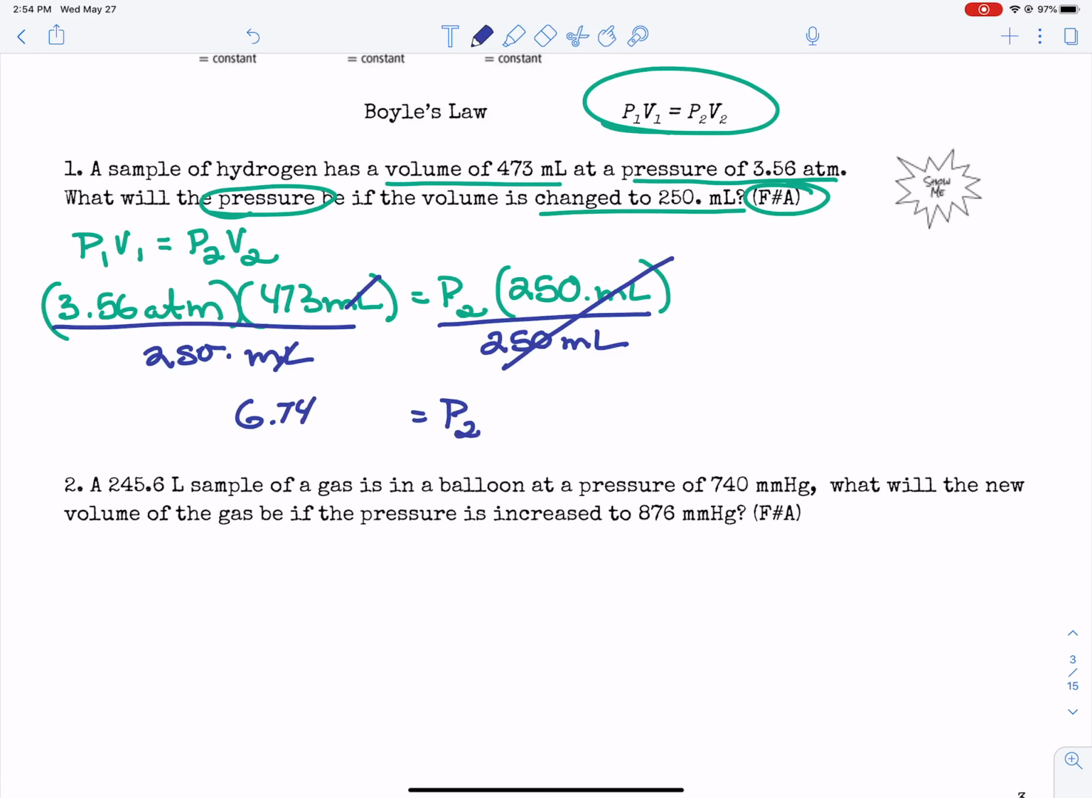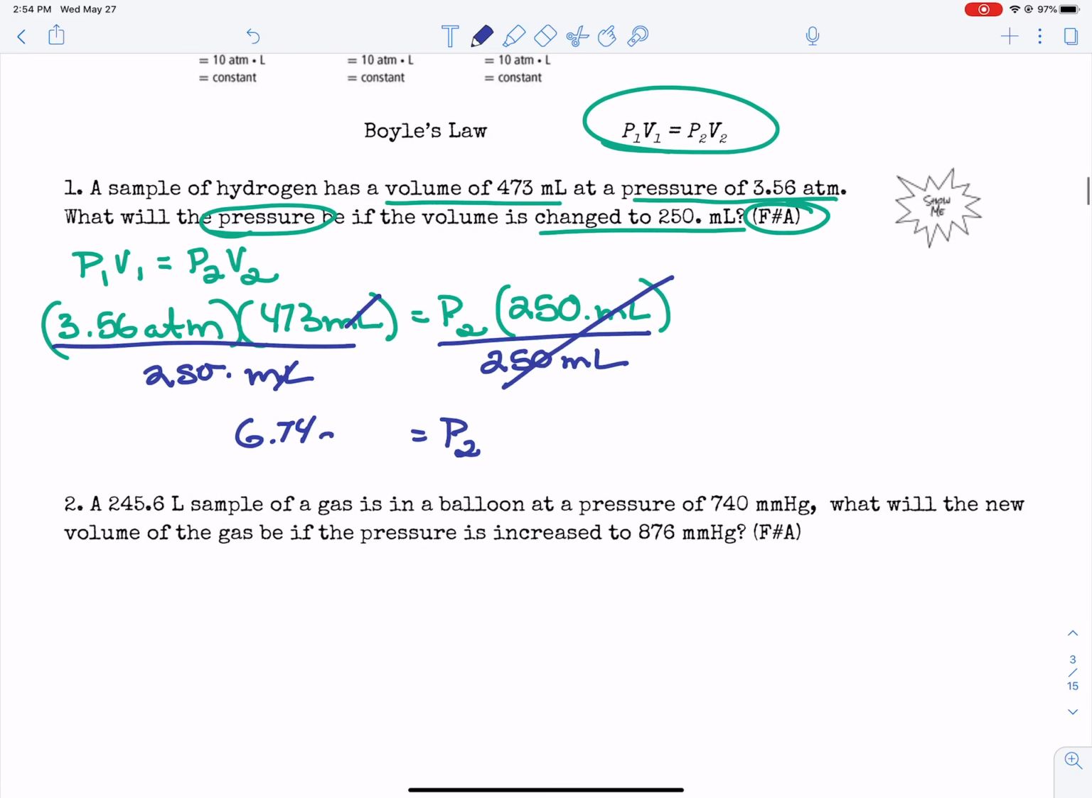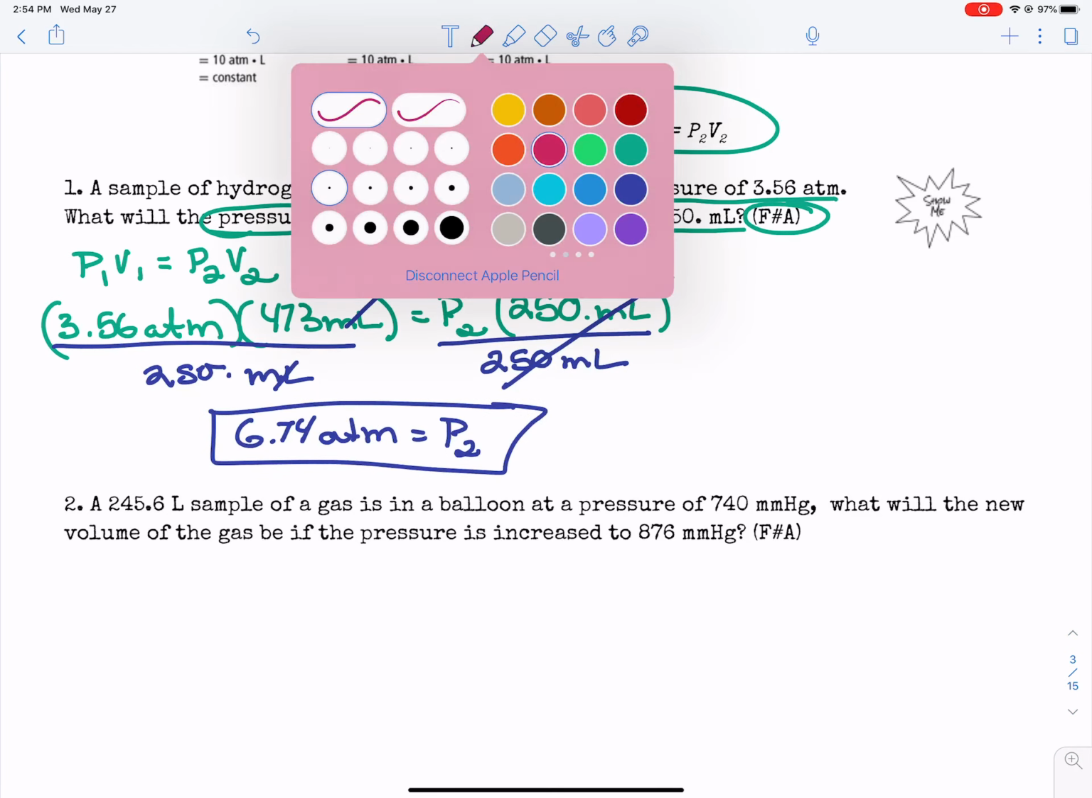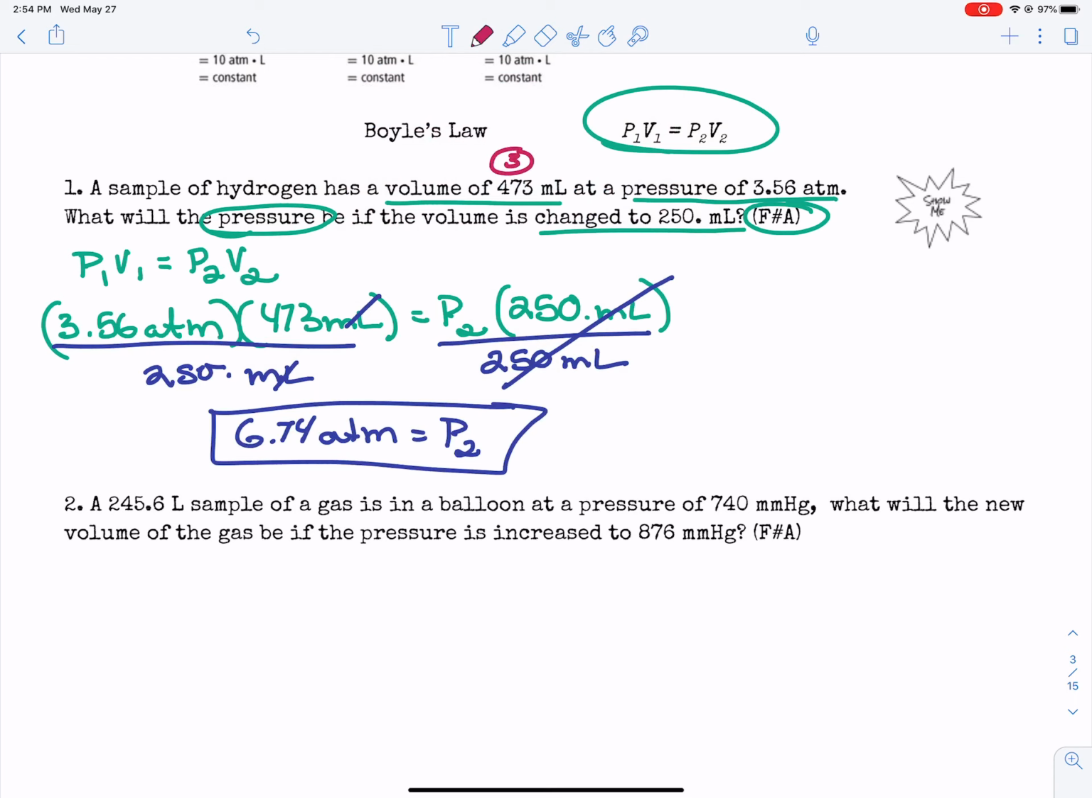6.74. And again, what unit? Well, every unit crosses out except for the atm. And as always, we check for significant figures. Every number in this problem has 3 significant figures, so my answer should have 3 significant figures.